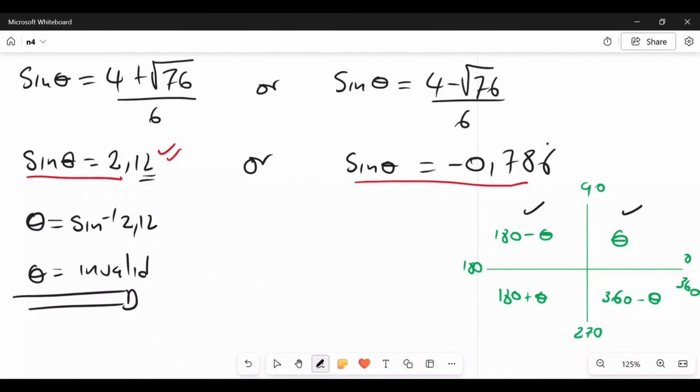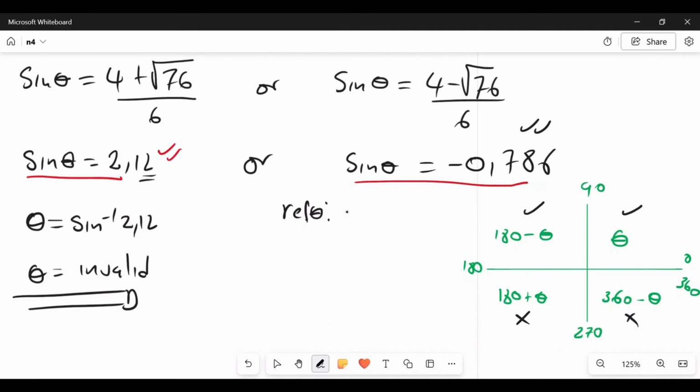Now it's time for us to focus on the second one, where sine theta is equal to negative 0.786. Now, on this one, we know that sine is negative in the third quadrant and the fourth quadrant. Since this sine is equal to a negative number, it means we need to first find the reference angle. So how are you going to find the reference angle? It's not that difficult, guys.